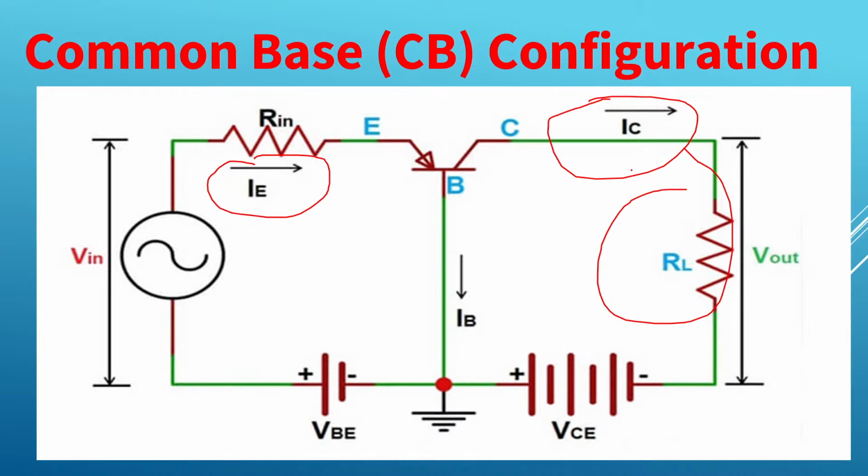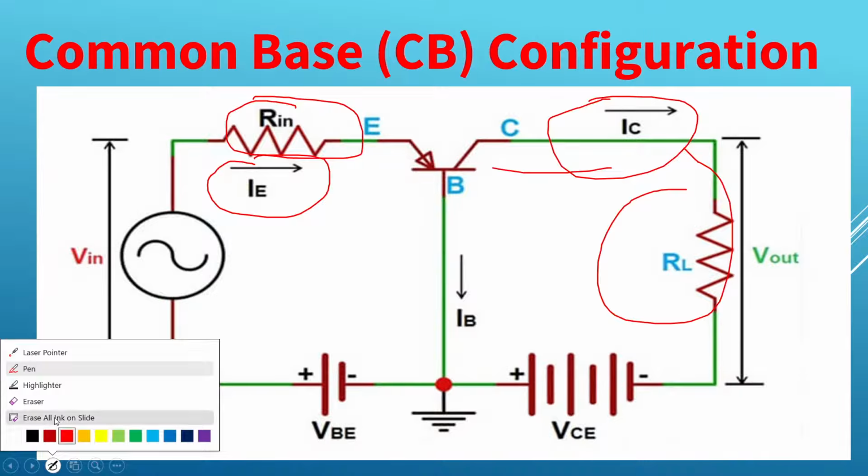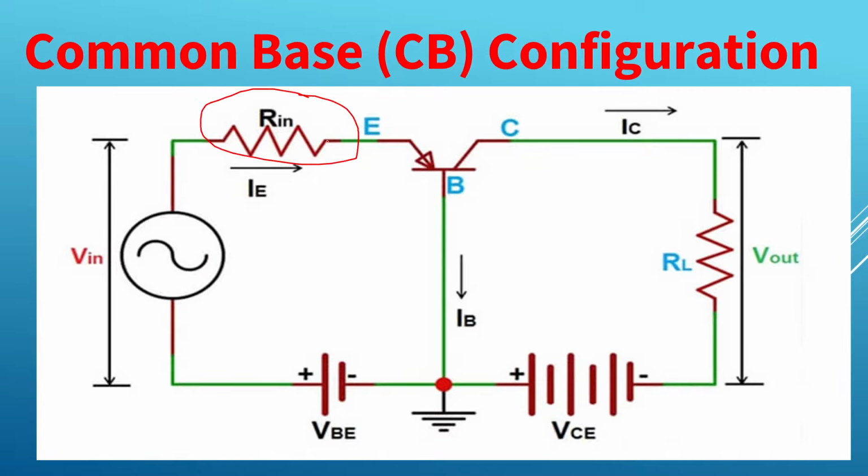This circuit, as I've already told you, gives high voltage gain because its input impedance is low. You can see only a resistor at the input side, so the input impedance for this common base circuit will be low and the output impedance will be high. This is our load RL. So the input impedance at the emitter is low and the output impedance at the collector is high. So this circuit can give us high voltage gain.